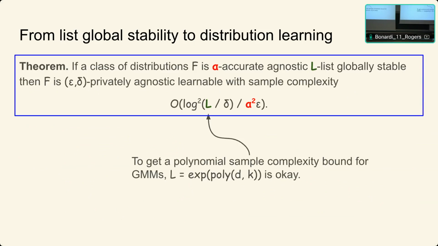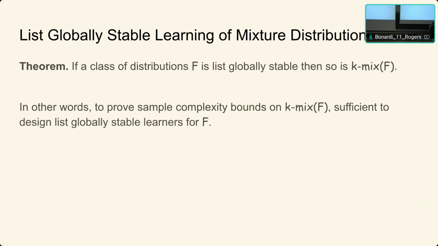And basically from here, in order to get a sample complexity bound for Gaussian mixture models, we just need a list decodable, list globally stable learner with list size something like exponential in poly D and K. Okay, so I'll just mention one other thing, which is that it turns out that if you want to design list globally stable learners for a mixture of distributions, you can just learn it for the base class instead. And this simplifies the problem a lot, because for mixtures of Gaussians, it now reduces to the single Gaussian problem.